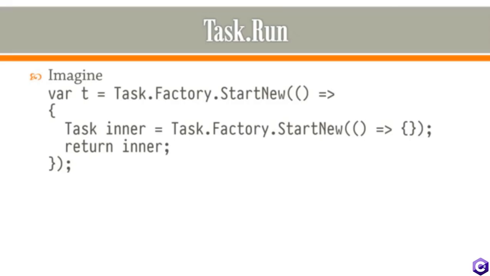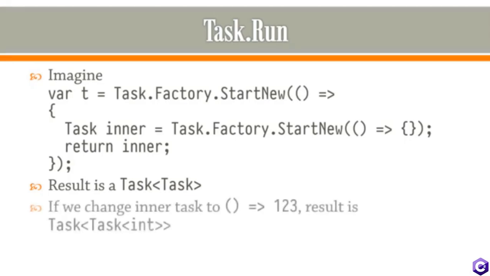So you have Task.Factory.StartNew, which in and of itself returns a Task of T in this case, seeing how we have a return value. But inside the delegate, inside the lambda itself, we also have a task which is being returned. So surprise, surprise, the result of this is a Task of Task. So Task of Task is what the type of the variable t is. Now you can also change that inner lambda to return, for example, 123 instead of just empty curly braces. And in this case, you'll get t to be of type Task of Task of int.